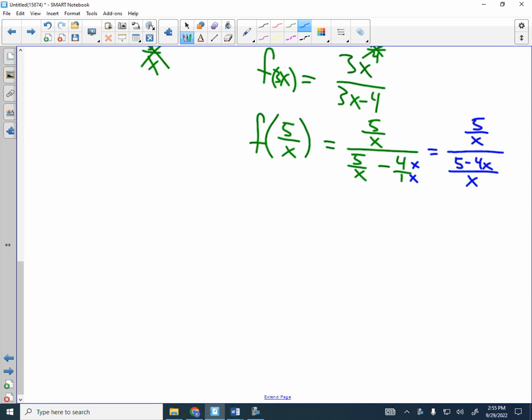Hopefully by now you can anticipate that when I multiply by the reciprocal, what's going to cancel? Yep, 5 over x times x over 5 minus 4x. 5 over 5 minus 4x. Can I cancel the 5s? Definitely can't cancel that.